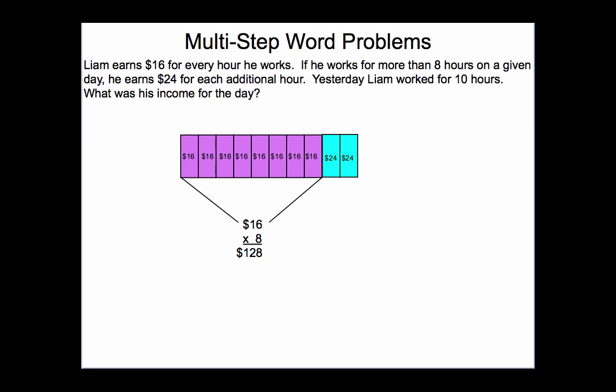$128. His extra 2 hours, 24 times 2, gives us another $48. So we add those together. 128 plus 48 gives us $176. So Liam earned $176 for his 10-hour workday. Pause the video and get that in your notes.